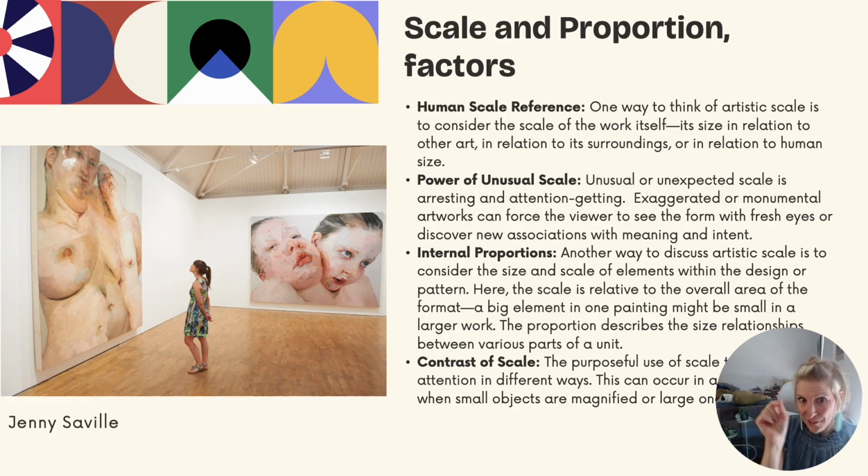Some of those factors we just learned about: the human scale reference. The factors in scale and proportion are human scale reference, power of unusual size, internal proportions, and contrast of scale. Again, human scale reference is one way to think of artistic scale, to consider the scale of the work itself, its size in relation to other art, in relation to its surroundings, or in relationship to human size.